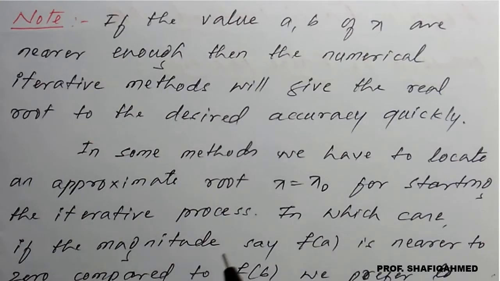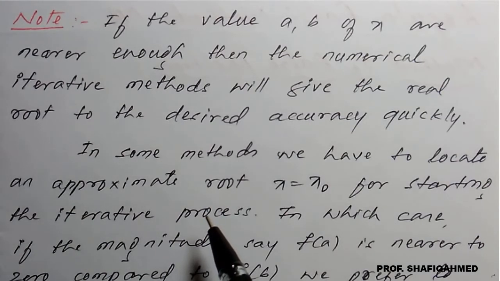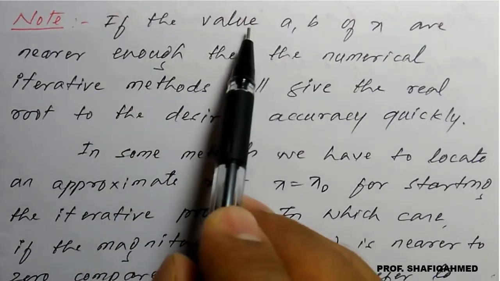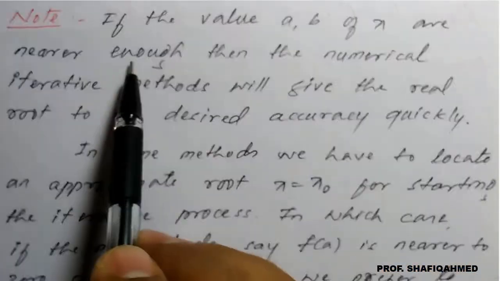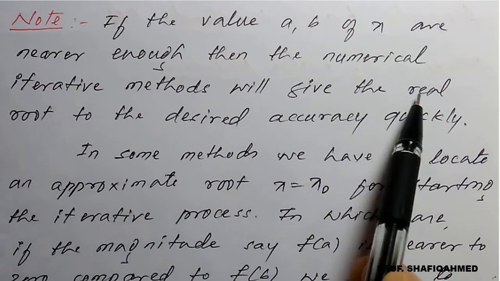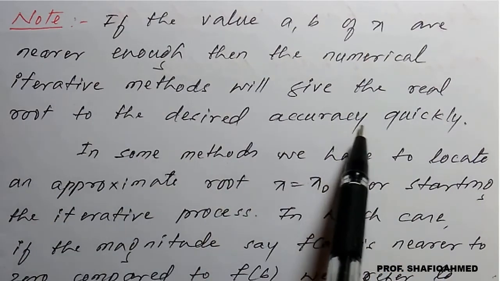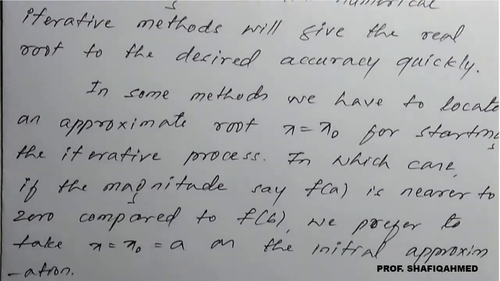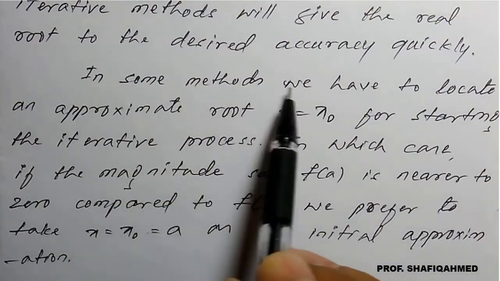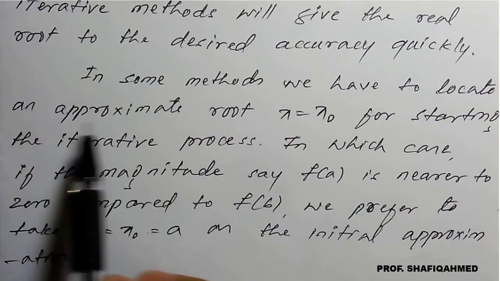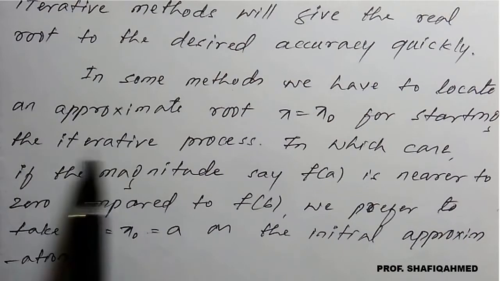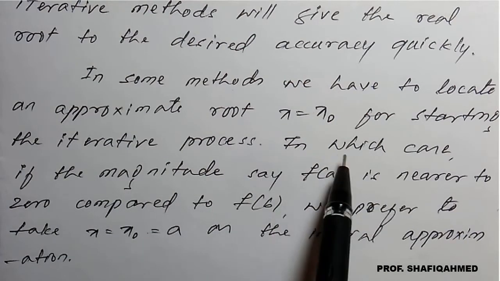Now we'll see one of the important notes. Once we get an initial approximation, that is the A and B values, what happens? If the values A and B of x are near enough, then the numerical iterative method will give the real root to the desired accuracy quickly. So in some methods, we have to locate an approximate root x equal to x naught for starting the iterative process.